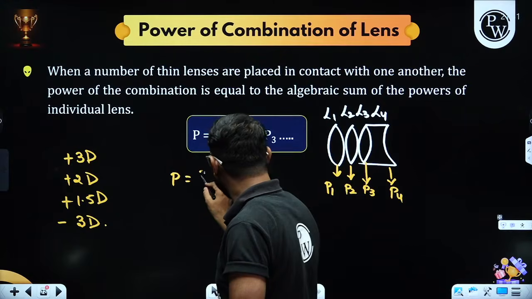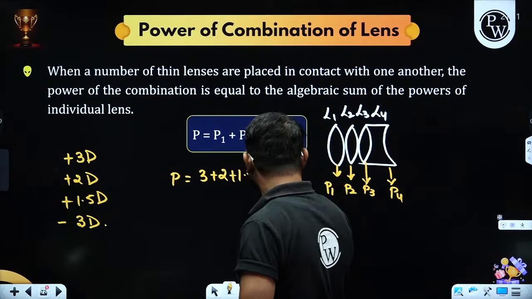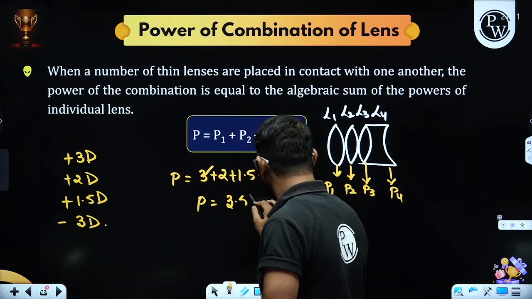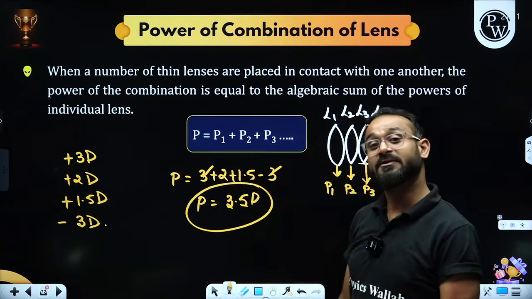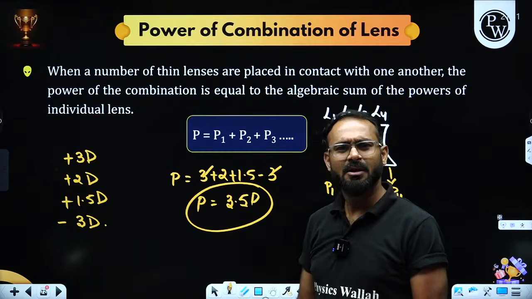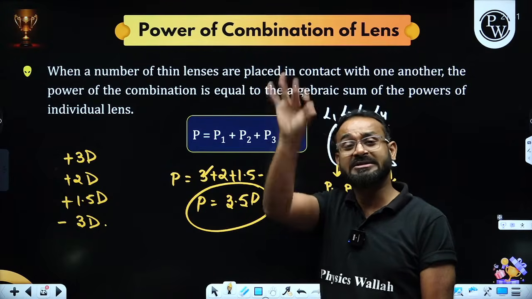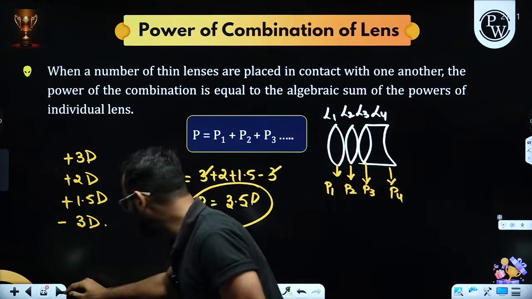Sir, P equal to 3 plus 2 plus 1.5 minus 3. This is going to cancel out. Power of the combination is coming out as 3.5 diopter, positive 3.5. Answer is correct. Absolutely correct, perfect answer. Very good.